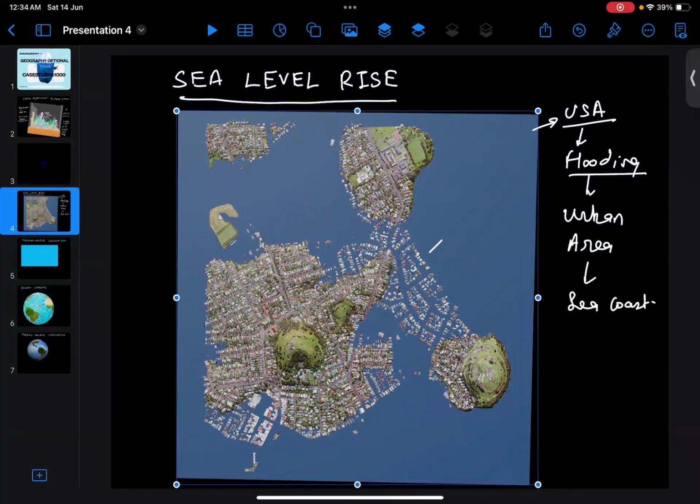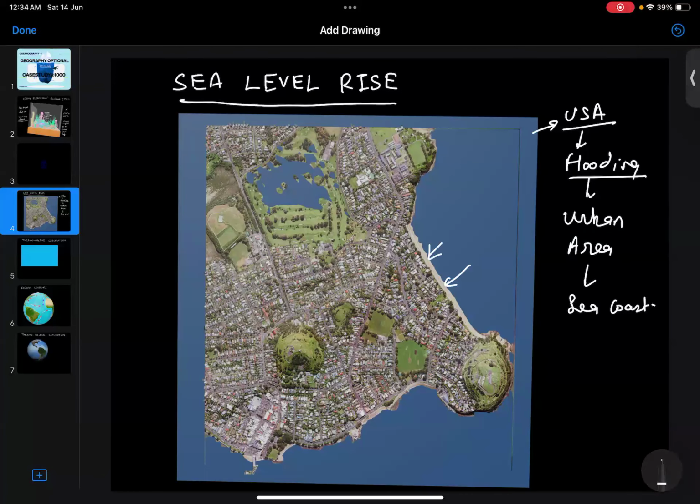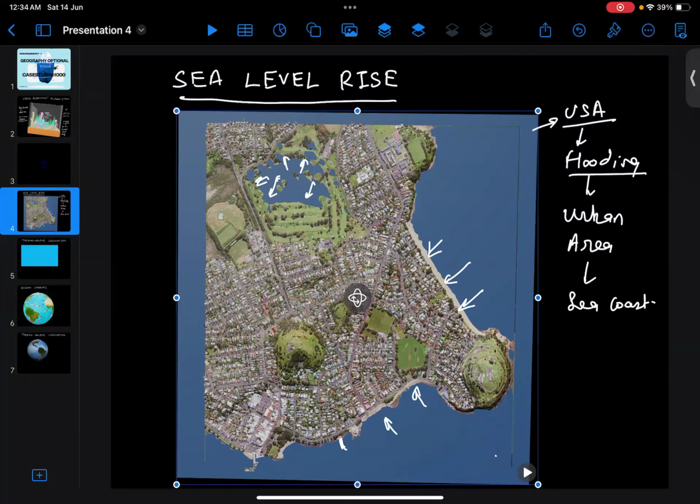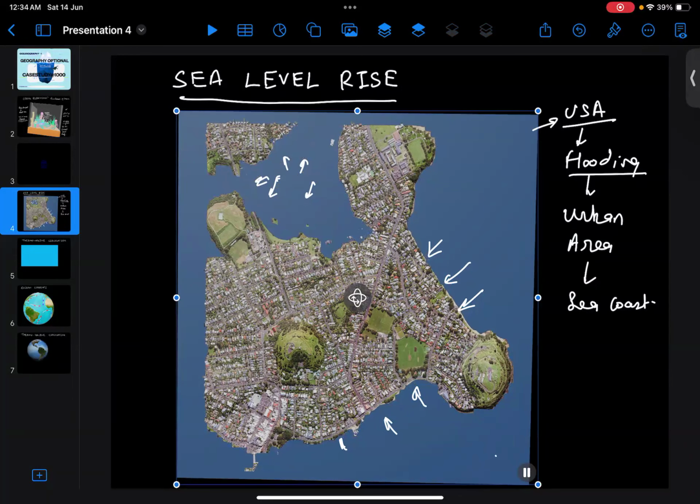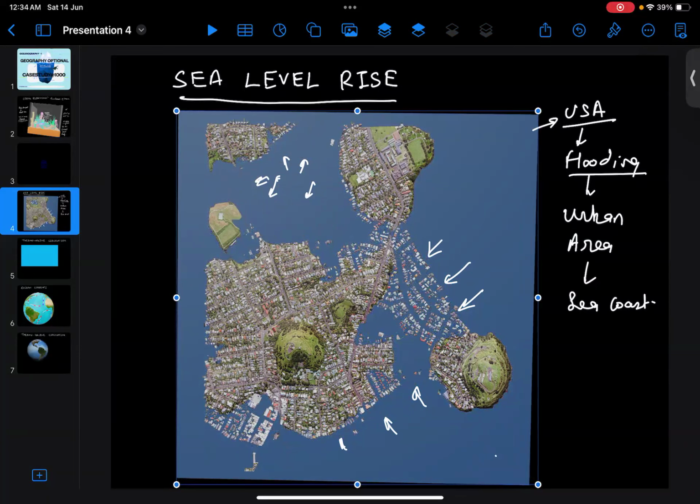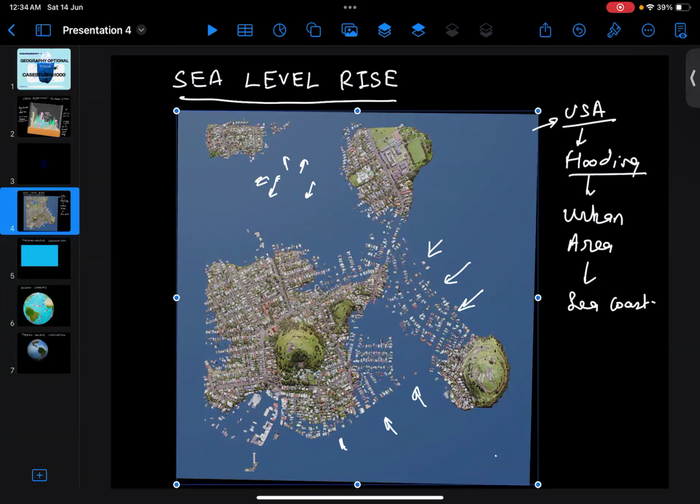So we can see here the water is moving from the sea into the interior region, and this is causing flooding. Okay, so this is a classic example of sea level rise, which has taken place in the United States of America, resulting in the drowning of the complete region. Okay, so this we can also see in 3D.